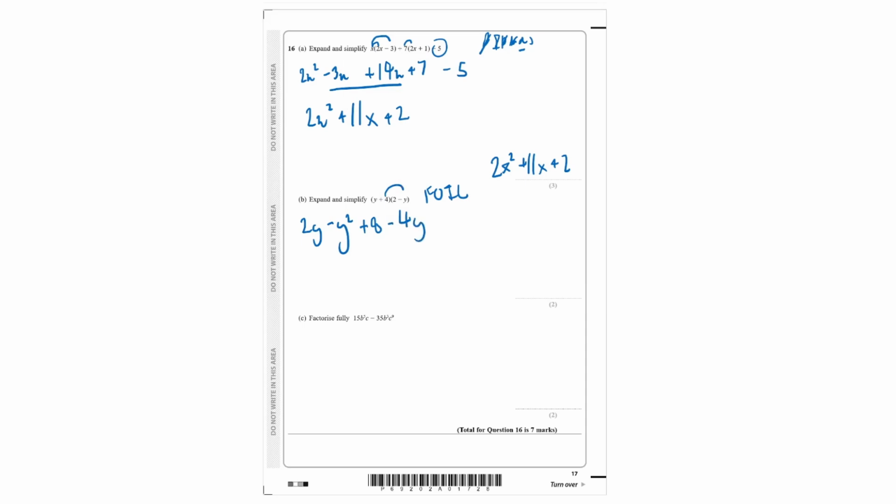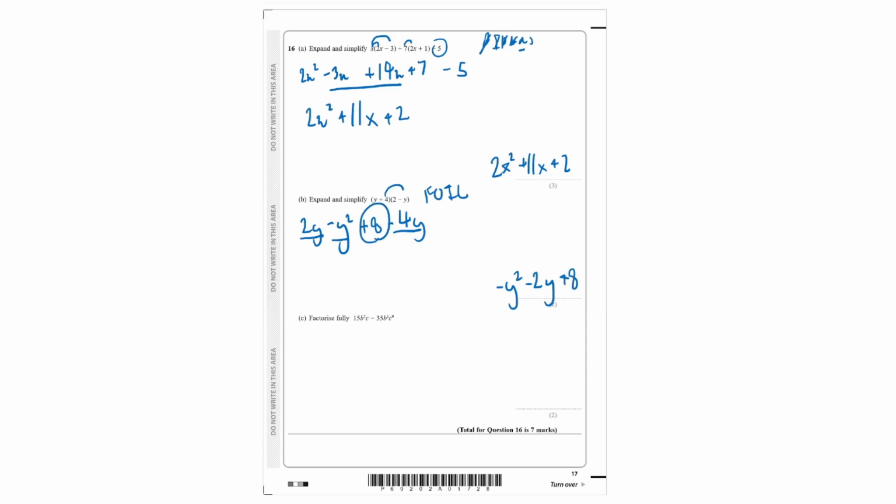We can then combine the like terms. Here we just have negative y squared, so we can write that, negative y squared. Negative 4y plus 2y is negative 2y. And then we have 8.